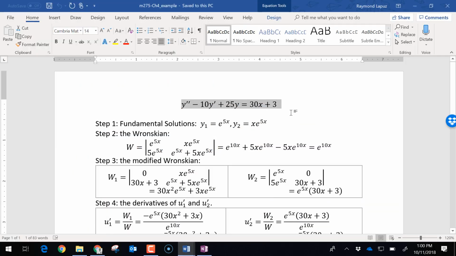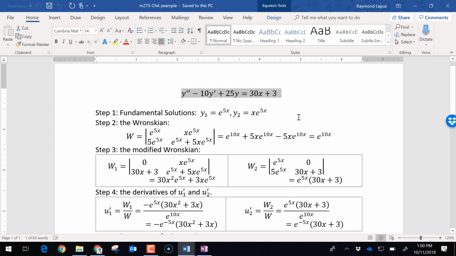Now, this example that we were doing yesterday, we got stuck with integrating, but everything else was going pretty well. So let's remind ourselves what we were doing. Step 1, we found the fundamental solution. We actually found this from a different problem, but it's easy enough to get the fundamental solution pretty quickly. We had repeated roots, and so we have e to the 5x and x times e to the 5x. Those are our two solutions. And then we found the Wronskian of that, which turned out to simplify to e to the 10x.